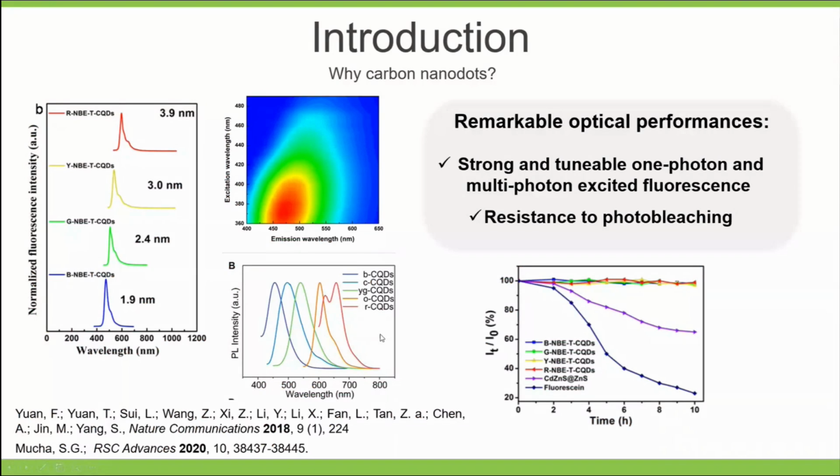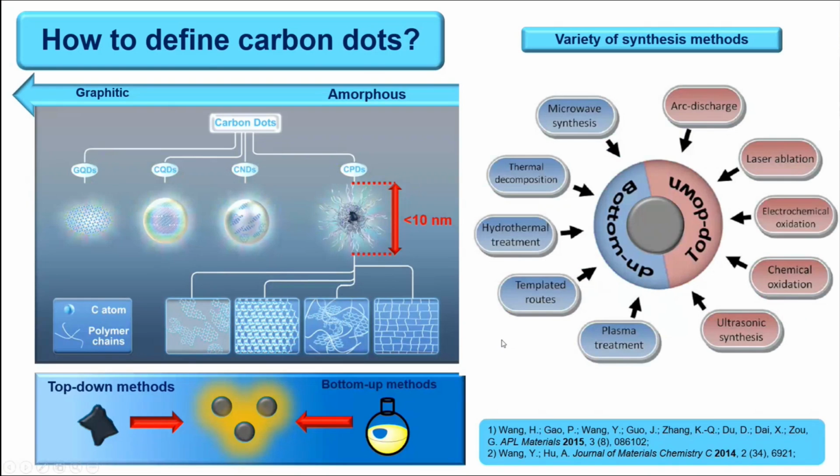First, we focused our interest on a tunable synthesis, so that we could synthesize carbon nanodots of different colors depending on their size. They show strong and tunable one- and multiphoton excited fluorescence, and as can be seen here, they are very resistant to photobleaching. So they seem to be really nice materials for further exploring.